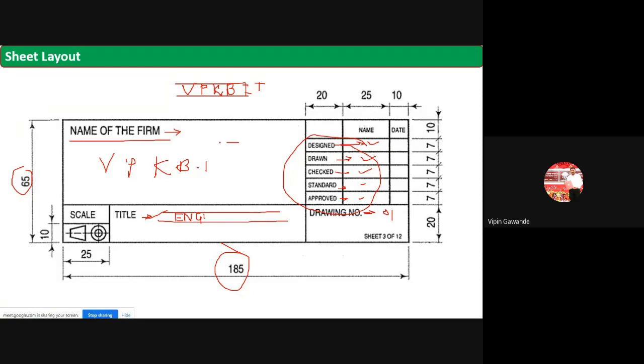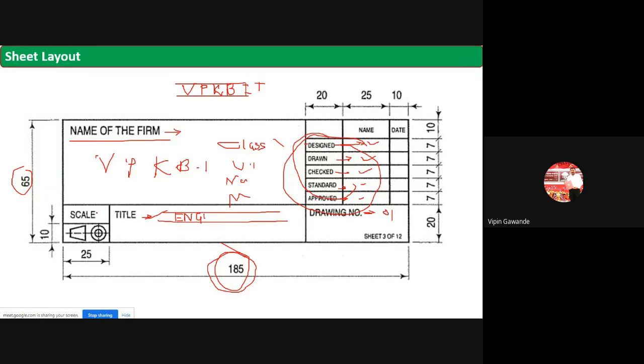That means the class number, the class roll number, the university roll number, the name of the students, and the name of the teacher. We can change this part. This is for industry purposes. According to our convenience, we can change this design or this column. But whatever changes we make inside this rectangle, everything has to be made within the rectangle of dimensions 185 by 65 only.